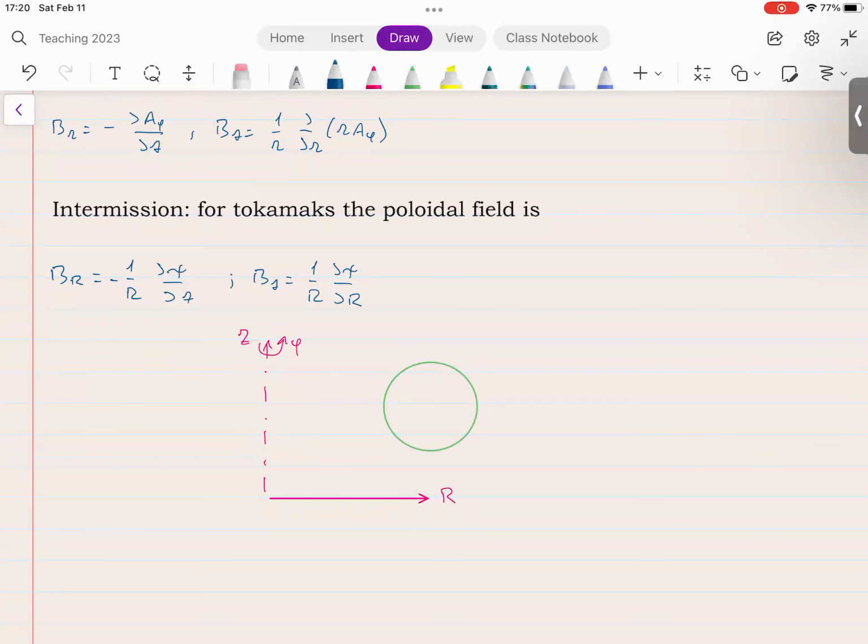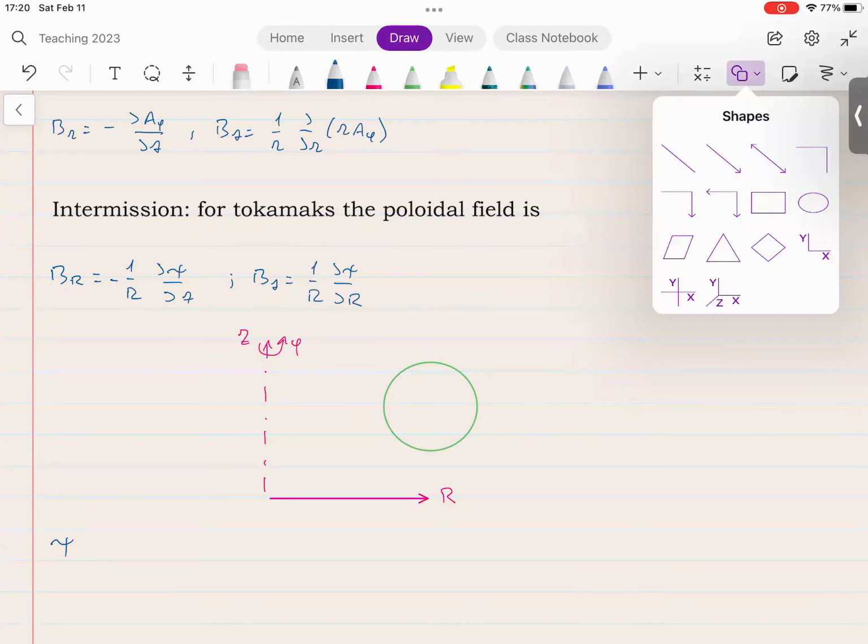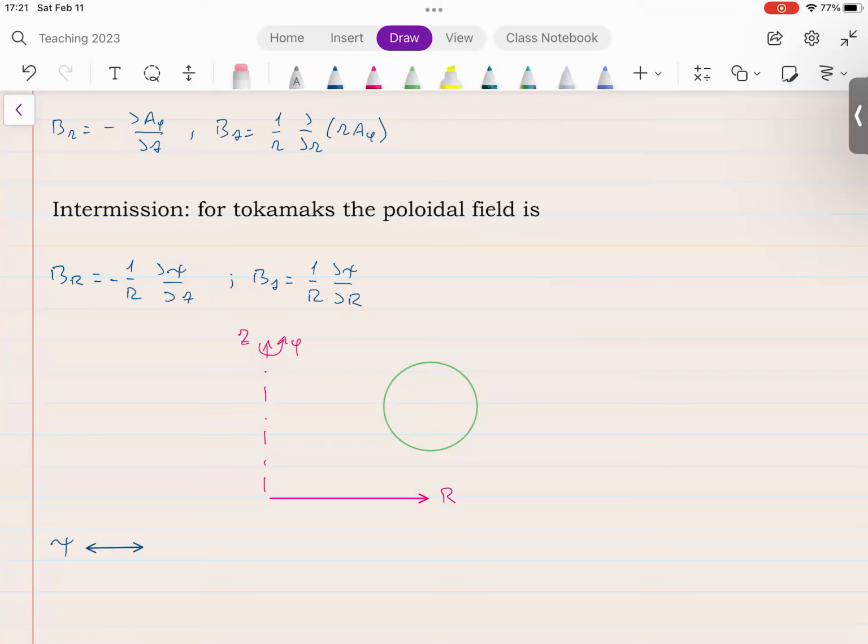There is clearly a correspondence between what we're calling psi in tokamaks and what we found was R A phi in our mirror system. For the expression for B_R, I've just multiplied and divided by R to obtain the one I had. I've multiplied and divided by R the expression I have above to obtain the one I have below. And the quantity psi is what is called the poloidal flux.